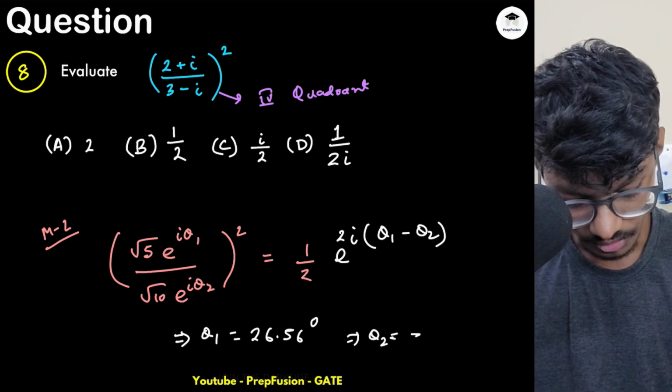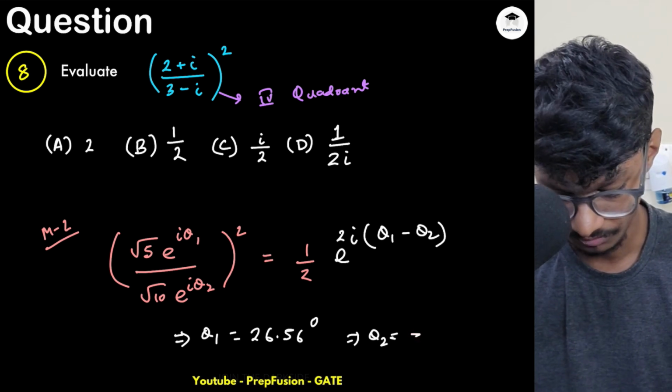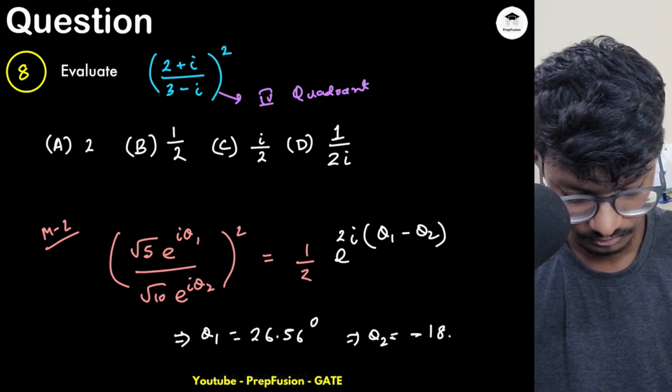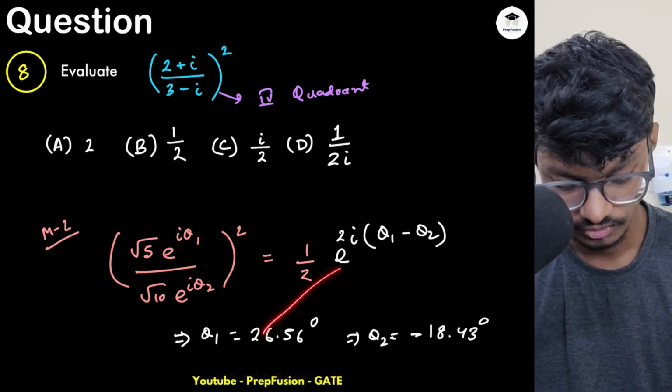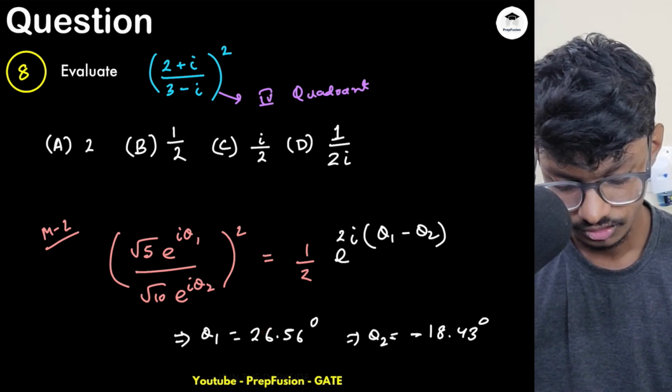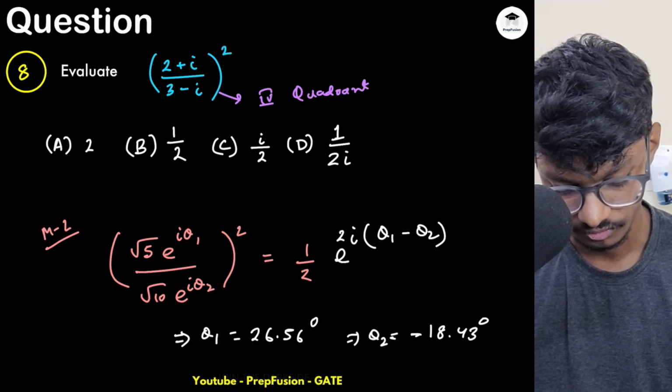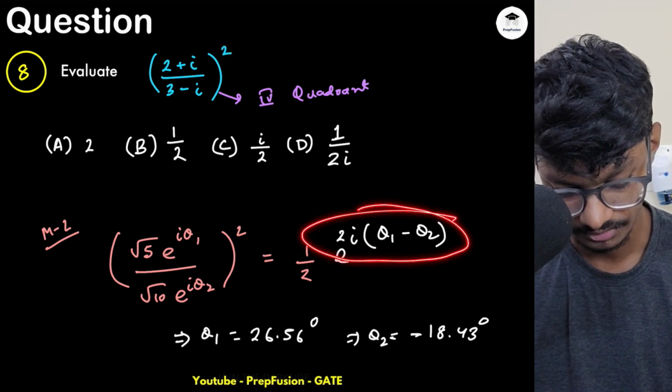18.43. But it will be negative here. That is the more important part. 43 degrees. Now I can plug in the values over here and compute this, right? I have to compute the square of this. So what will this become?